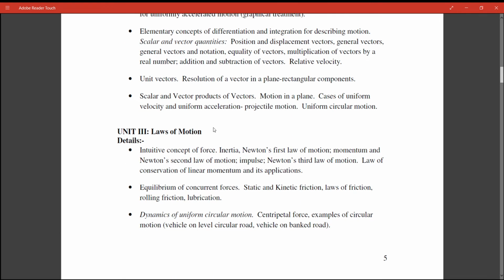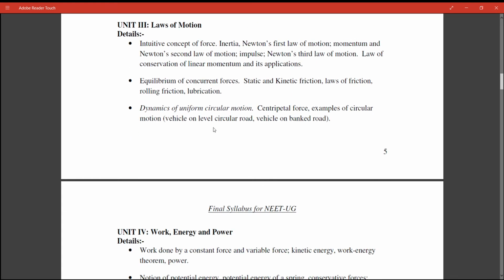Now moving on to unit 3, that is laws of motion. And the detailed syllabus is, first topic is intuitive concept of force, inertia, Newton's first law of motion, momentum and Newton's second law of motion, impulse, then Newton's third law of motion, law of conservation of linear momentum and its application. The next topic is equilibrium of concurrent forces, static and kinetic friction, laws of friction, rolling friction, lubrication.